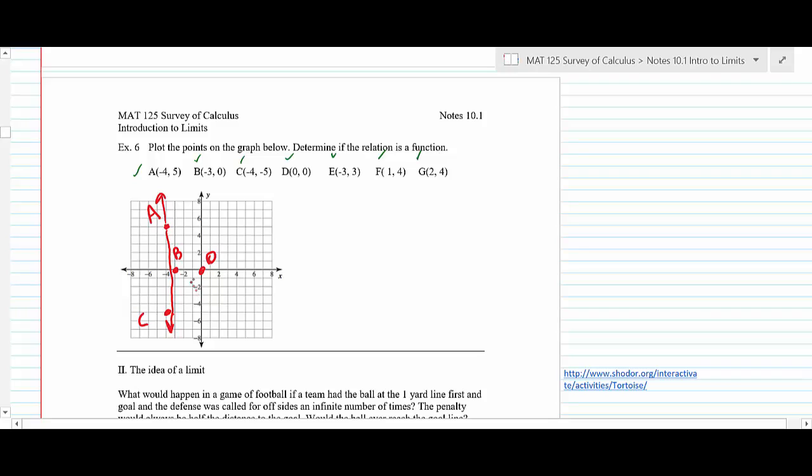The next one is -3, 3. I may have got a little bit off there. There we go. -3, 3. That would be another place on here that would fail the vertical line test, right? Okay. And then the last 2 points you get is 1, 4, over 1 up 4, and then over 2 up 4 like that. All right, everybody good with plotting points and everything?